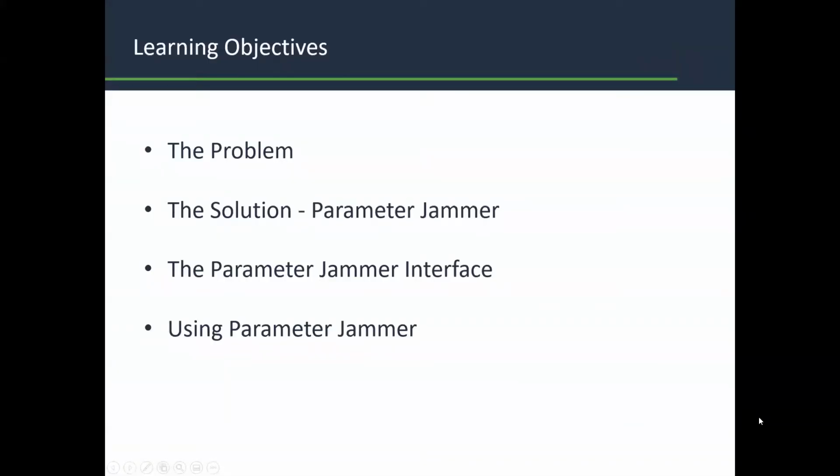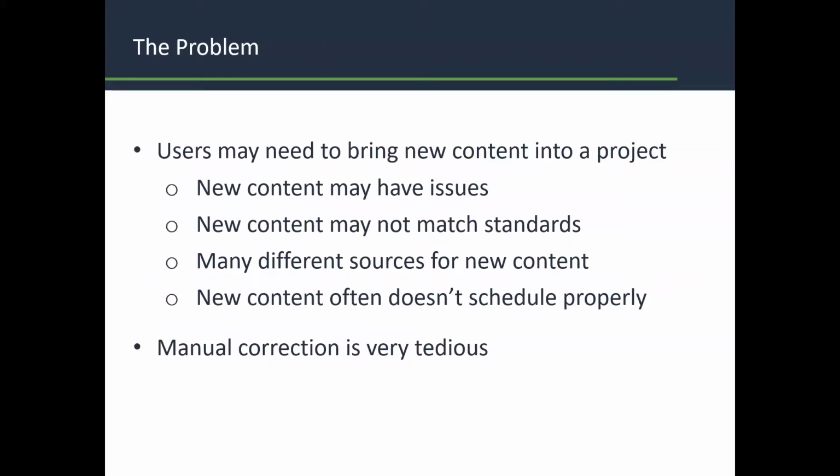Today I'm going to talk about a common problem that users will run into in Revit working on projects, whether it be architectural, MEP, fire protection, whatever. If you are working in Revit, I'm sure you have or will run into this issue. And then we're going to talk about this solution created by CTC software called Parameter Jammer. I'm going to tell you a little bit about it, and then I'll go over the interface and actually show you using it. But first things first, what's this problem I'm talking about?